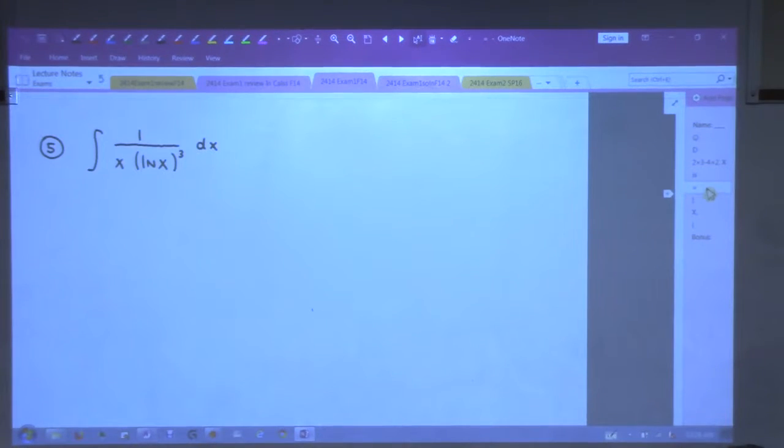Yeah, this. Okay, so I'm skipping these because these are still out of grasp for us. This one is within grasp. Basic u-substitution. What's u? ln x. The derivative is 1 over x. It's sitting right there.